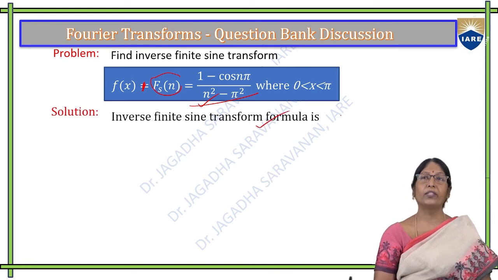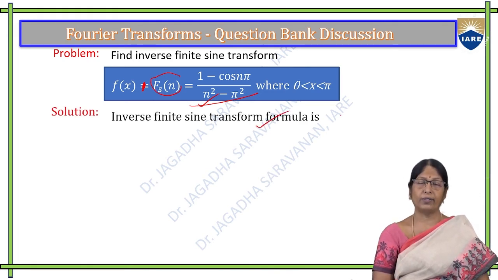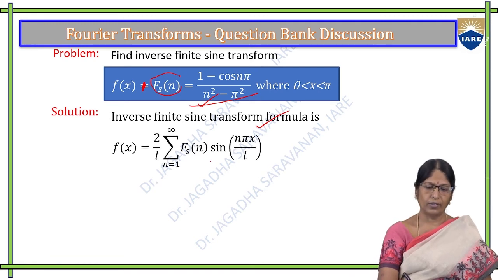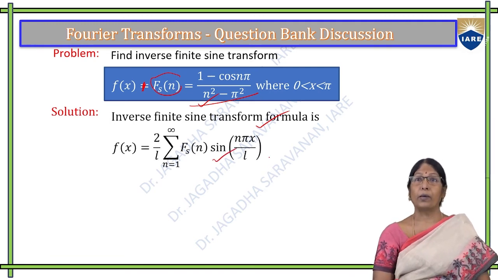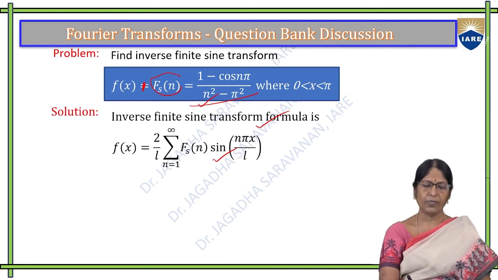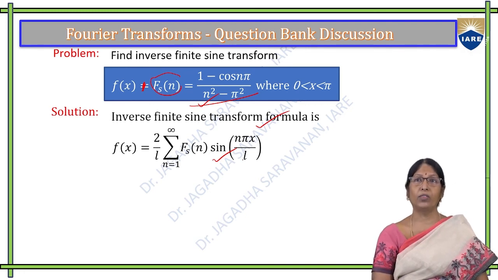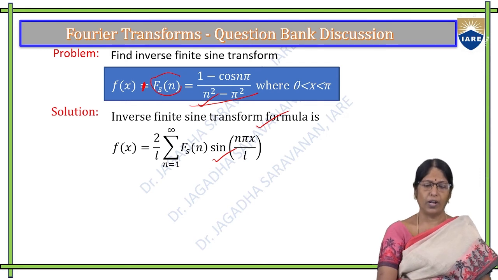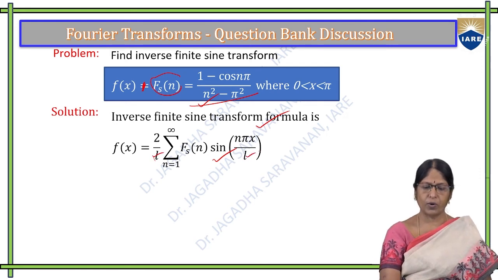So we are recalling the formula for the inverse finite sine Fourier transform. This is the formula, summation. We have to be very careful while recalling the formula; a technique is that for the inverse finite transform, the summation symbol will dominate, and n pi x by L, where L is the length of the interval. L is here also, and here also.